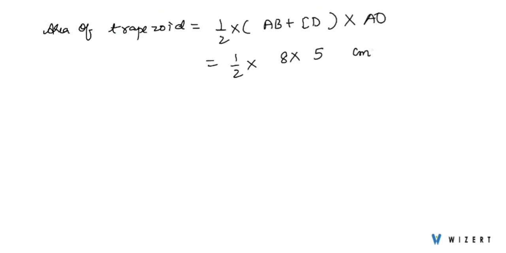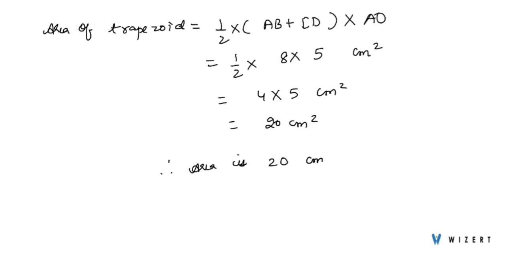So the unit of area is centimeter square here. So this area will be equal to 4 multiplied by 5, which is equal to 20 centimeter square. Therefore, we can say that the area of the trapezoid is 20 centimeters square. So this is our answer.